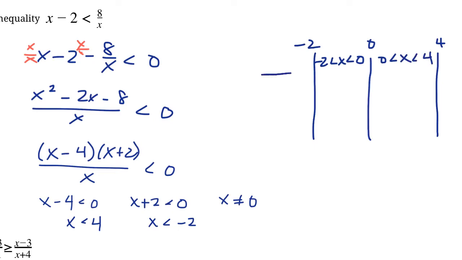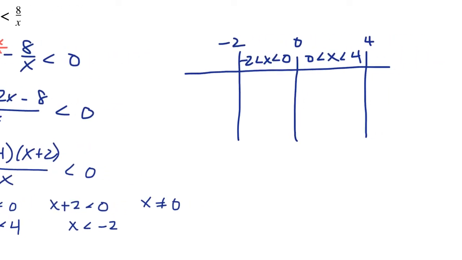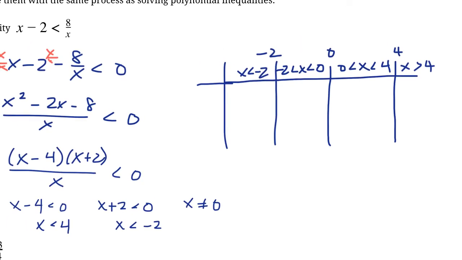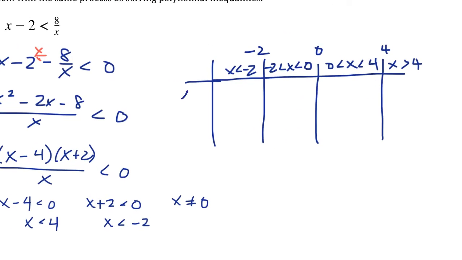And then we also have our ranges on the outside, right? So if x is less than -2, and if x is greater than 4. Let's put another line there. And then on the left side of this, we're going to put our factors. So the factors here are going to be x minus 4, x plus 2, and x. Those are our three factors.